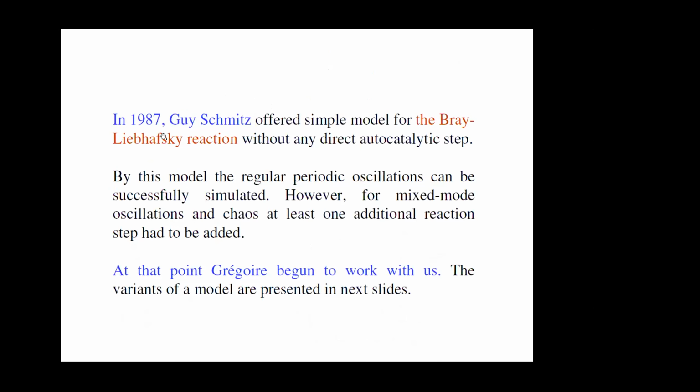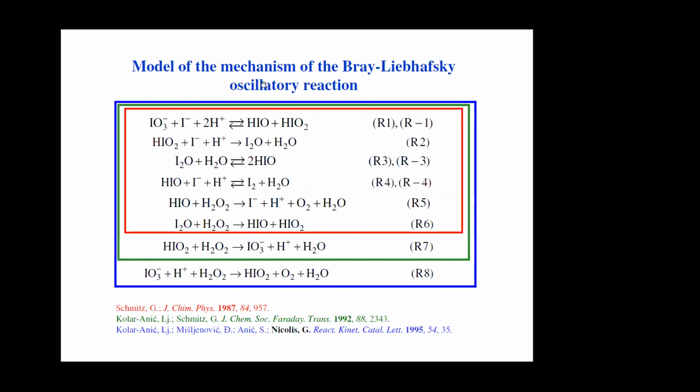In 1987, G. Schmitz offered a simple model for the Bray-Liebhafsky reaction without any direct autocatalytic step. By this model, the regular periodic oscillations can be successfully simulated. However, for mixed mode oscillation and chaos, at least one additional reaction step had to be added. At that point, Gregor began to work with us. The variants of the model are presented in the next slide. You can see the basic model proposed by G. Schmitz here in a red frame.